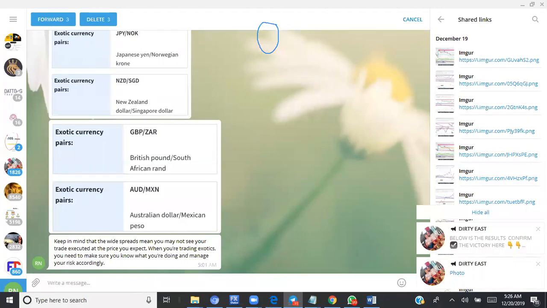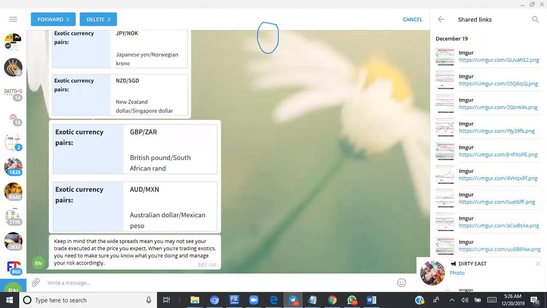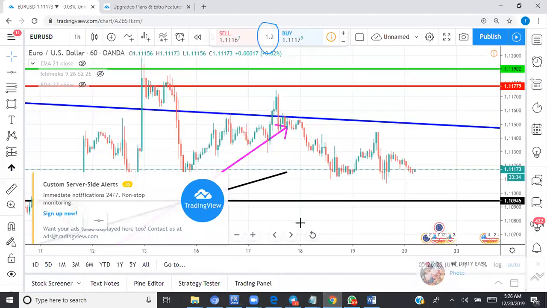Okay, guys, keep in mind that the wide spread means you may not see your trade executed at the price you expect. Does that sound interesting to you? Let's go to TradingView and look for an exotic pair, GBP ZAR.